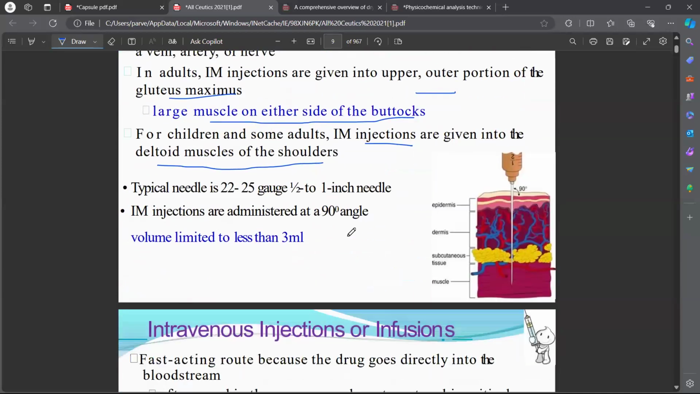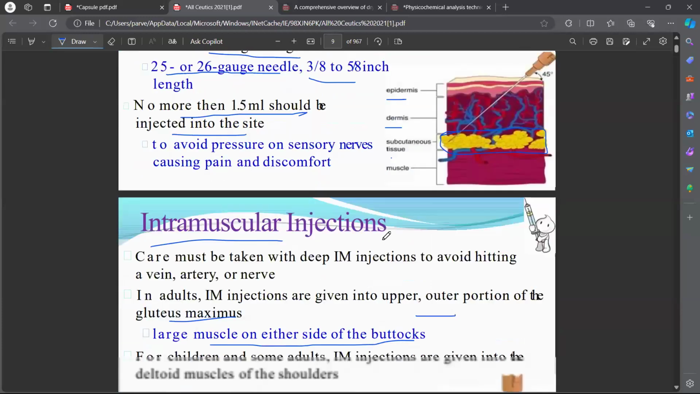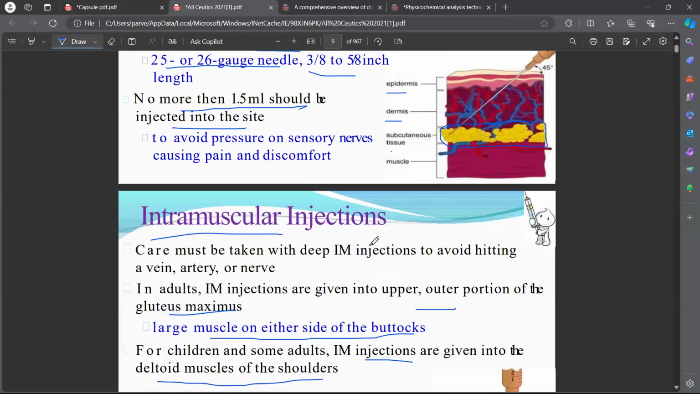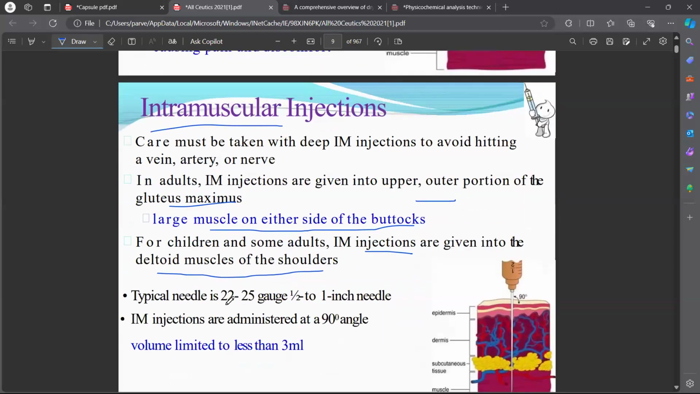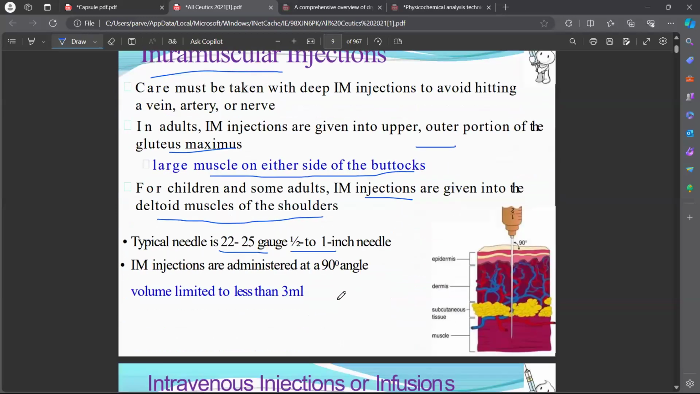Now provide me the angle of intramuscular injection. Great, guys. 90 degrees. So by 90 degrees, the intramuscular injections are given. Generally, the gauge of the injection is 20 to 25, and the needle is half to 1 inch.